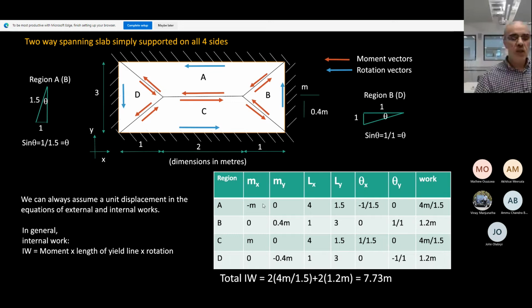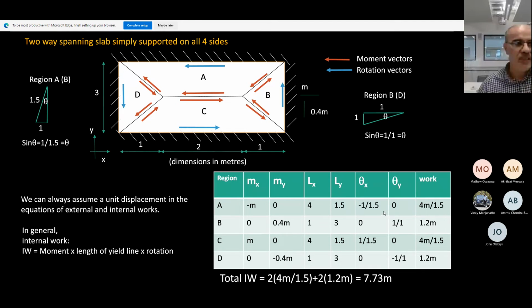Now for the work, remember it's m times the length of the yield line times theta. Can you explain that virtual work on the y-axis again? This vector on the y-axis is 0 because it's a horizontal vector, so it has no component on the y-axis. So you have 0 there.